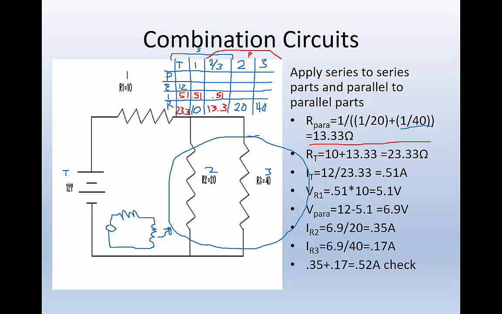We can now go up and do voltage. So 10 times 0.51 gives me 5.1. Okay. If I want, I can now subtract this, and I get 12 minus 5.1 gives me 6.9. Yep, that was pretty bad. 6s are not easy with a mouse.